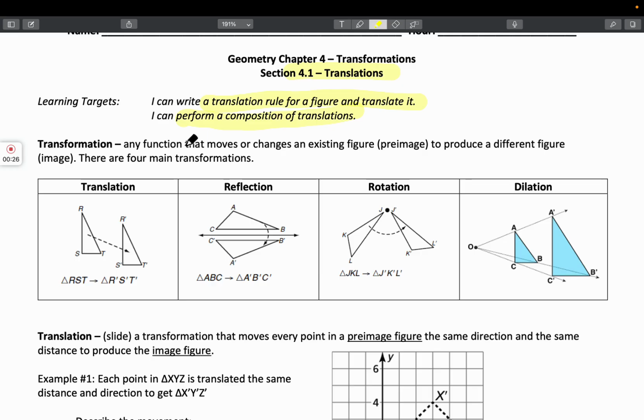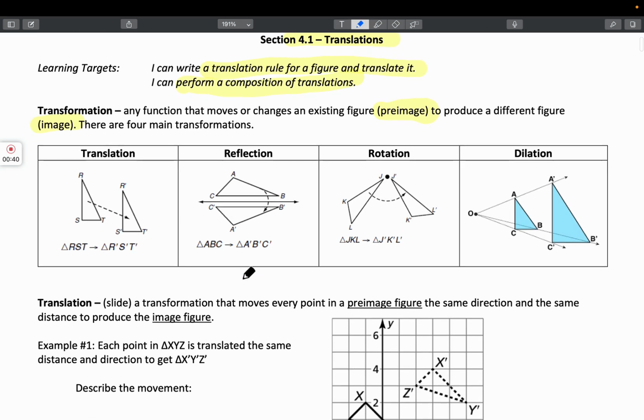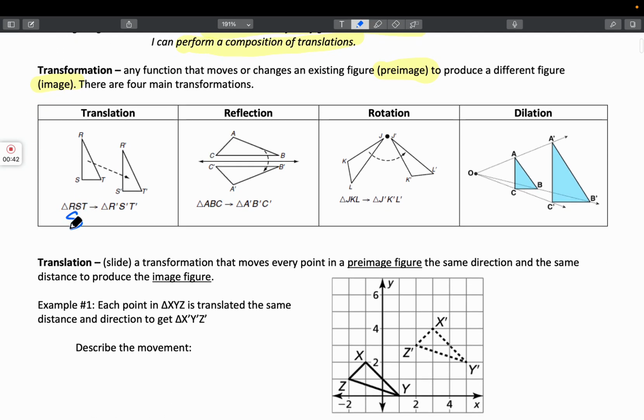A transformation, first of all, is a function that moves or changes an existing figure known as the preimage to produce a different figure known as the image. There are four main types of transformations that we'll be looking at. The first is a translation, commonly known as a slide. This pushes all of the points left, right, up, or down, or a combination of those in the coordinate plane.